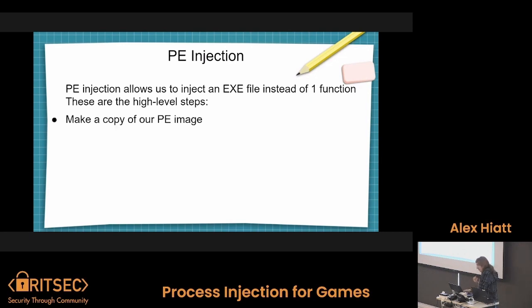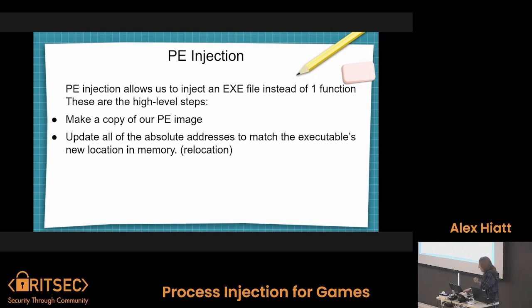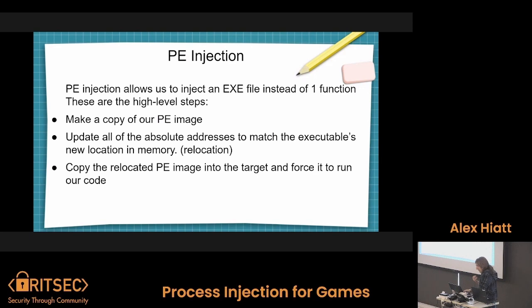Basically, you have to make a copy of yourself, or whatever PE you're injecting. You can also use this to hide one executable inside another, which might help you fly under the radar of antivirus, which could be nice. And then you have to update all the absolute addresses in the executable. I'll go over that in a bit. And that's called relocation. And then you have to copy the image into the other process, and then force it to run your code with any of the other methods I mentioned earlier. I'm just going to use CreateRemoteThread.